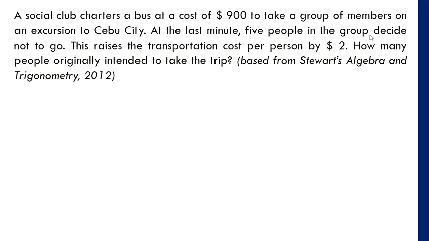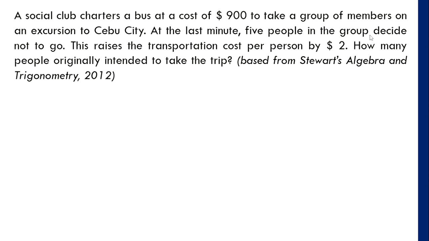Another example: a social club charters a bus at a cost of $900 to take a group of members on an excursion to Cebu City. At the last minute, 5 people in the group decided not to go, so this raises the transportation cost per person by $2. So how many people originally intended to take the trip?